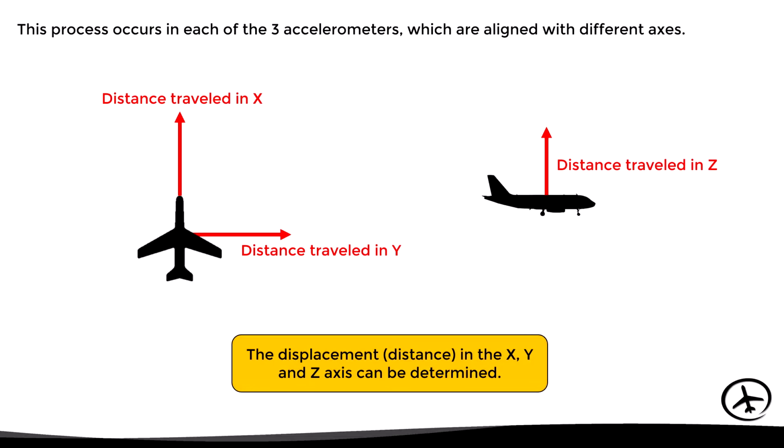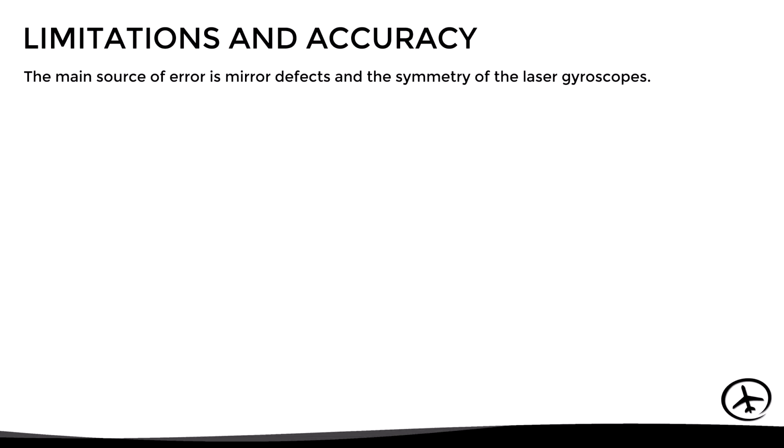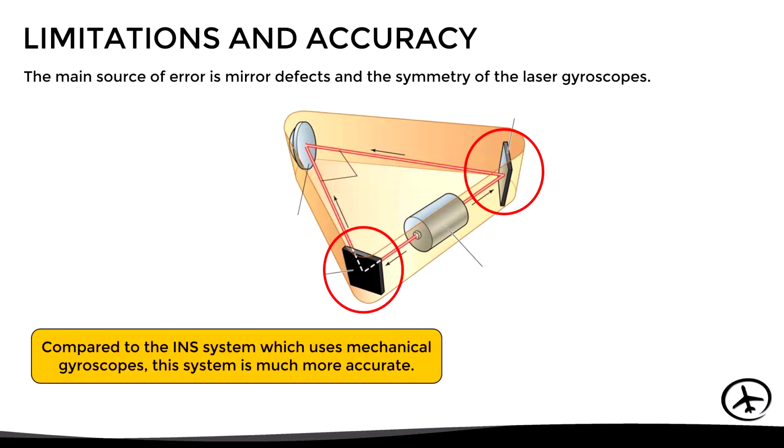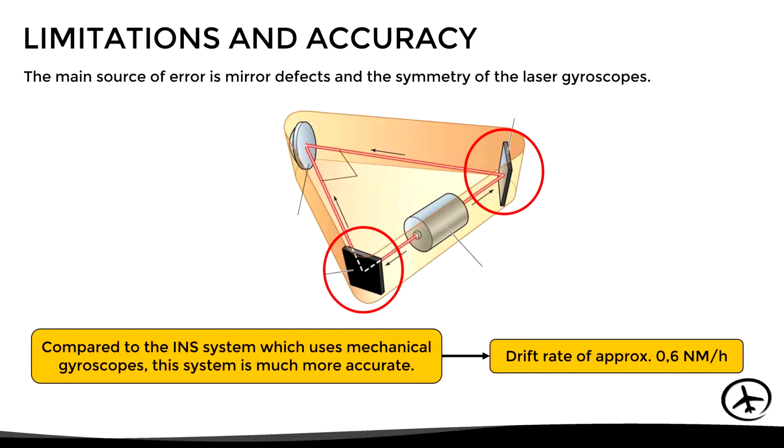The combination of information from the accelerometers makes it possible to determine how far the aircraft has moved to the east, west, north, or south in relation to the initial position, which is extremely useful for navigation. Now, although the IRS incorporates more modern and accurate sensors, they still have some limitations and measurement errors, usually related to minor defects in the mirrors of the laser gyroscopes. However, compared to the INS system, which uses mechanical gyroscopes, this system is much more accurate, with a drift rate of approximately 0.6 nautical miles per hour.